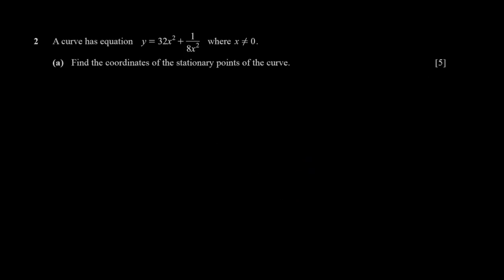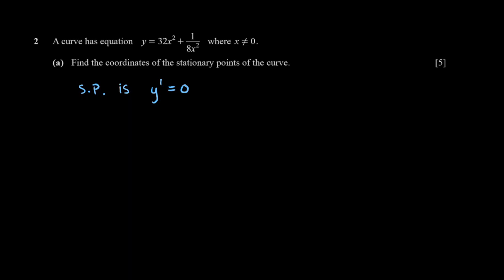Okay, then question 2, which is a differentiation style question. We've got a curve with equation 32x squared plus 1 upon 8x squared. I want to find the coordinates of the stationary points of the curve. All right, well, we just need to know what is the definition of a stationary point. A stationary point is where the gradient is 0, and the gradient is given by dy dx. So a stationary point is where dy dx is equal to 0, or y prime is equal to 0. That is the basic definition. That's something you should be hopefully familiar with, but it's really important to state it up front.